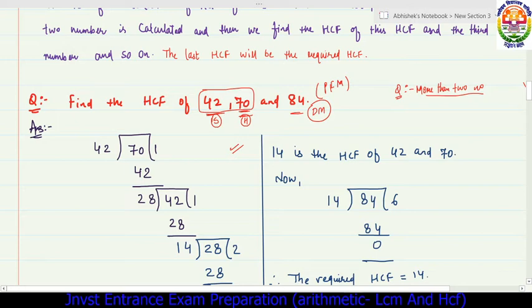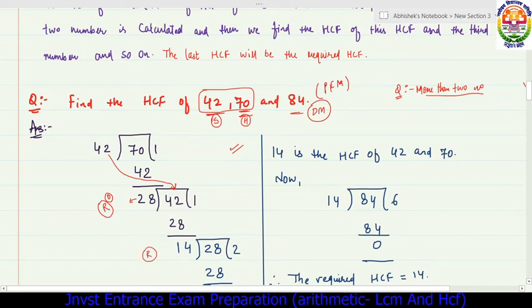If the remainder is anything except 0, the division continues. 28 is the remainder, and now the 42 is written in the inner column. Now 28 ones are 28. Here comes 14. The remainder is something except 0.